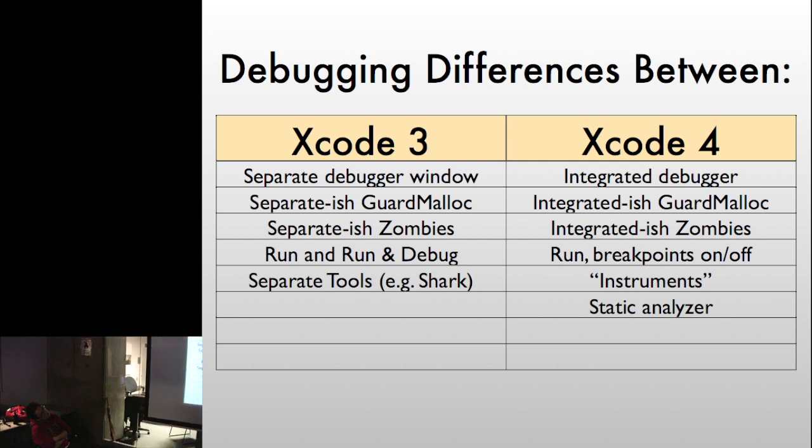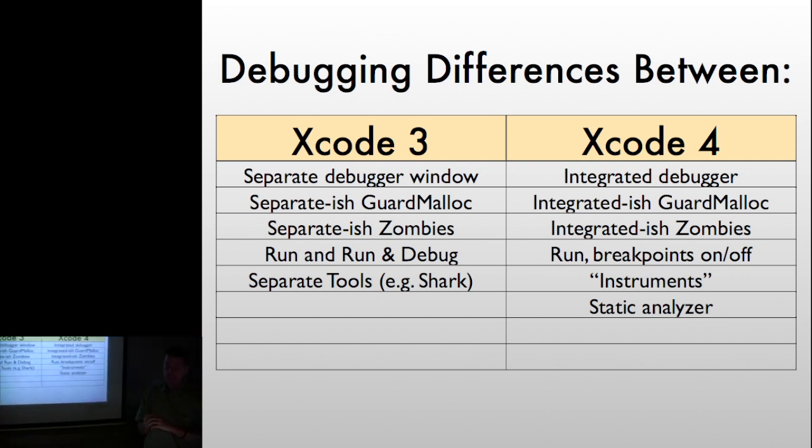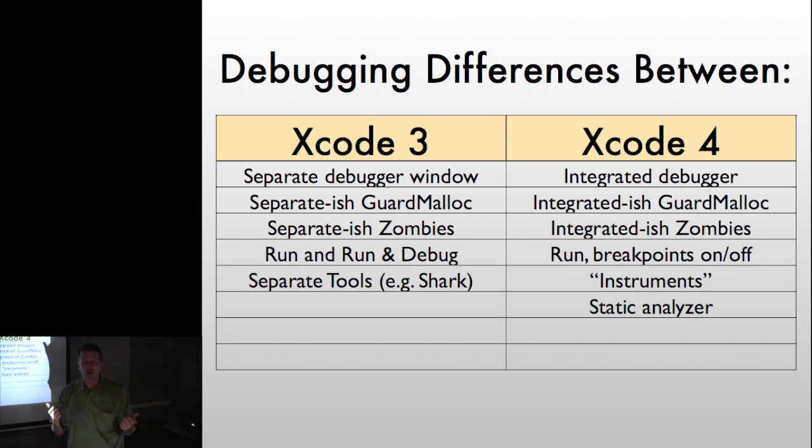There's some pretty large functional changes going on under the hood, and this is a table of them. This is also up on the website, or will be up on the website. Like I said, the integrated debugger window for Xcode 4 and the separate debugger window for Xcode 3. There's also a system utility called guard malloc that will put your code and your data segments into privileged memory.